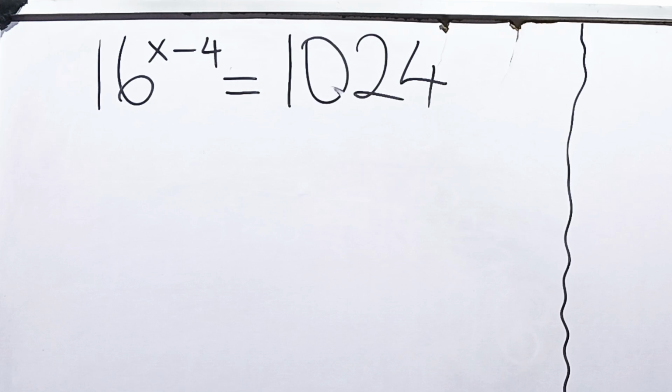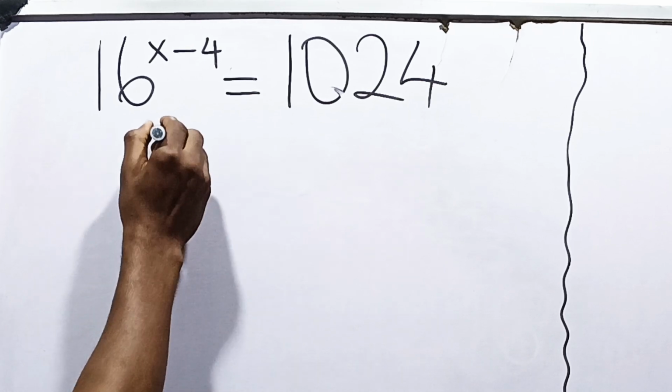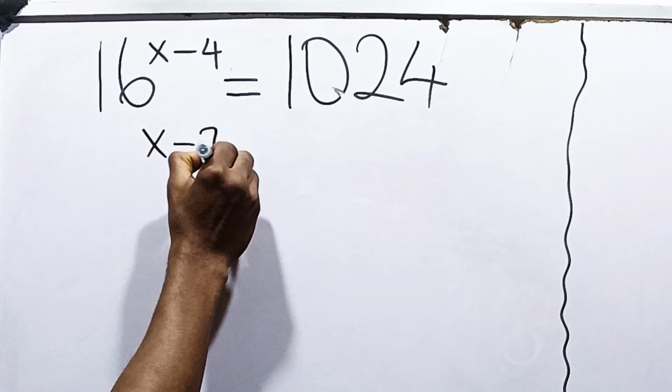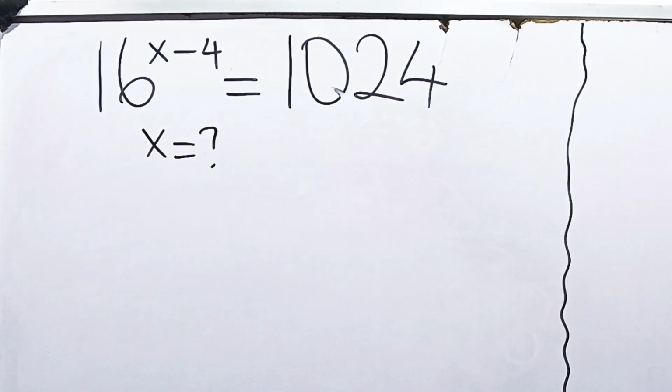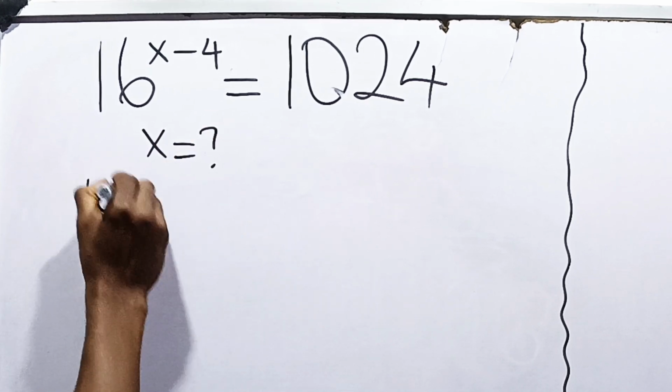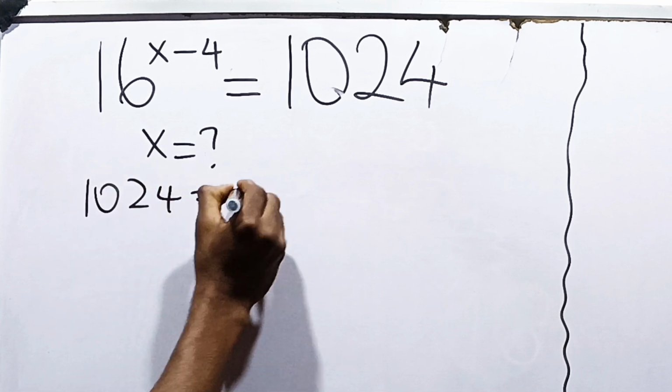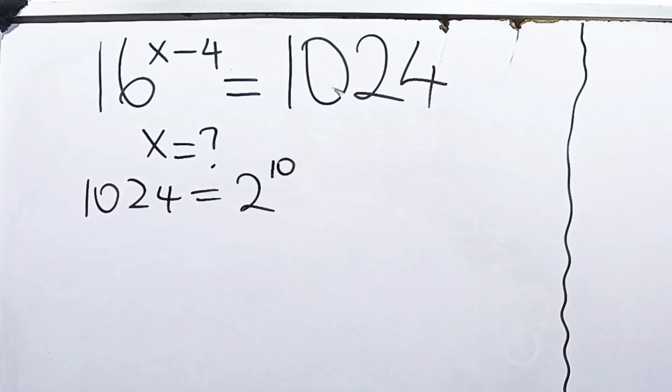It says 16 raised to the power of x minus 4 is equal to 1024. And we have to solve for the value of x in this question. Alright? First thing we can do here is to say that 1024 is equal to 2 to the power of 10. Okay? So 2 raised to the power of 10 is 1024.